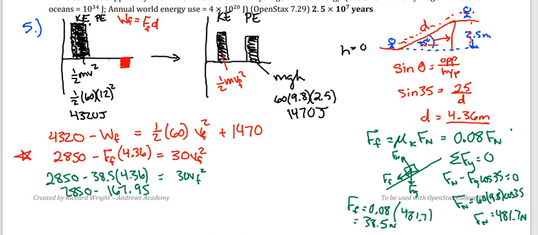All right, so once we were done with potential energy, we had 2850 left in our allowance. Friction takes another 167.95 of that. So there are 2,682 joules of kinetic energy when the skier reaches the top of the hill. So they still have quite a bit. A little over half of their energy is still kinetic.